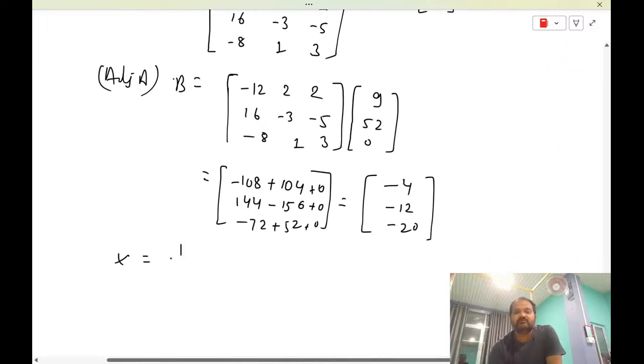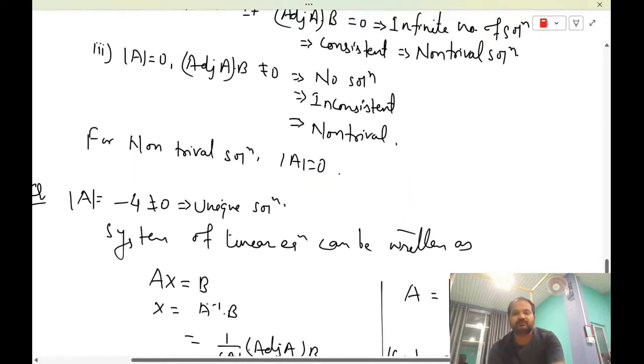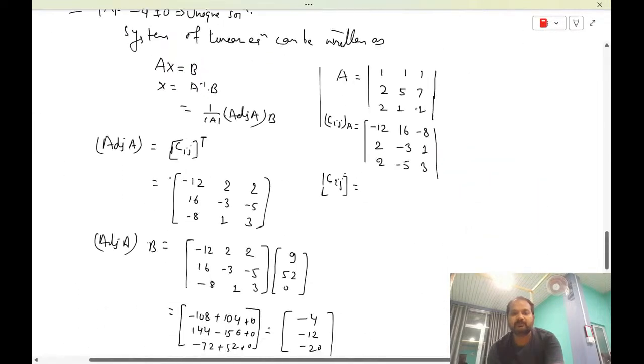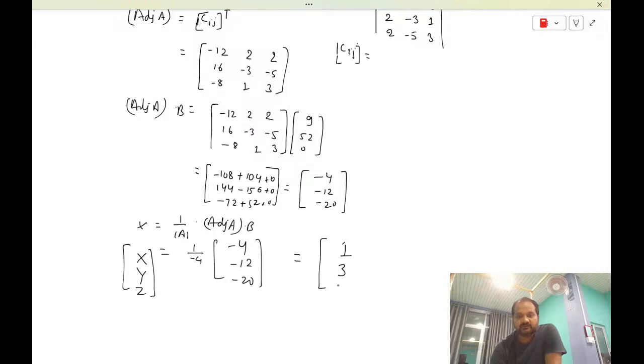The x value will be 1 by determinant of A into adjoint of A dot B. So we will write the determinant of A that we have calculated, that is -4. Determinant of A is equal to -4, and adjoint of A into B will be -4, -12, and -20. So -4 will be multiplied to the x value, which is the value of x, y, and z. So -4 will be divided by each of the terms. So its value will be 1, 3, and 5.